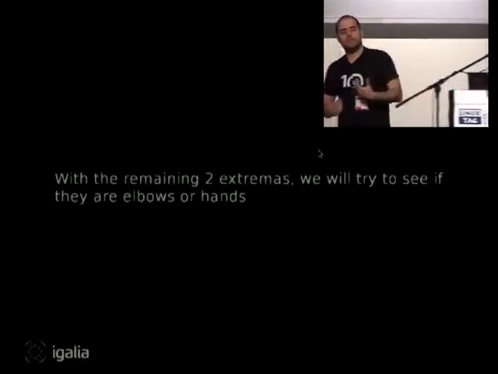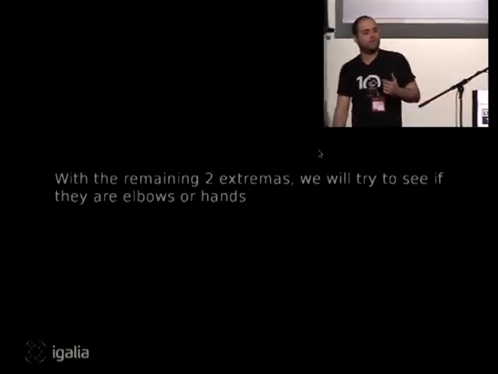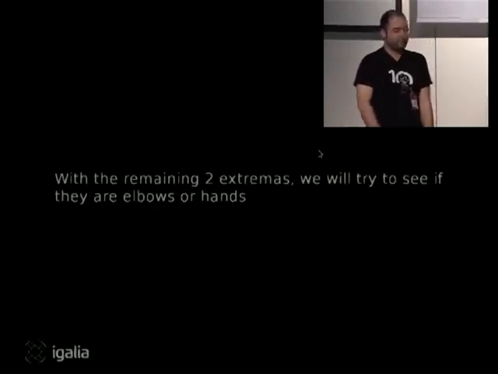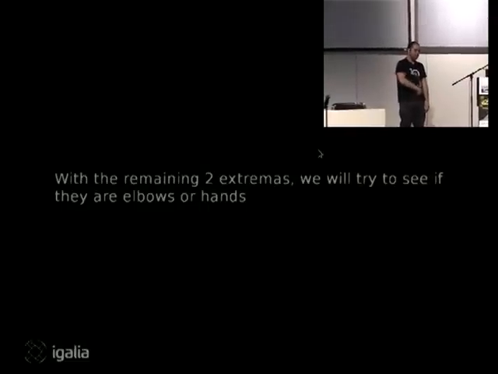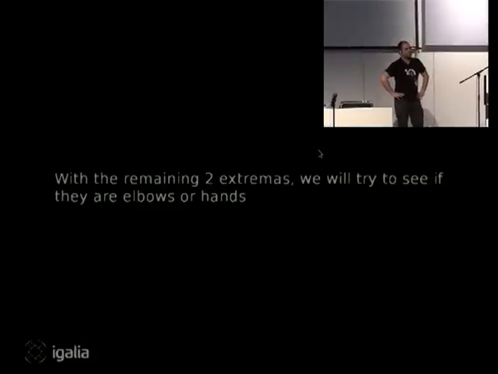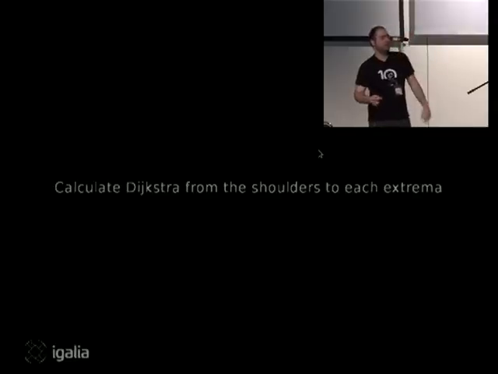So about the remaining 2 extremas, you also need to do some work, because they might be hands or they might be elbows. Why is that? Because sometimes you are like this, and of course, if you are calculating from your starting point here, it will not give you the hand. It will give you something farther away. But we saw that, for example, a usual case is that when you are like this, the furthest points are the elbows. So to see if they are hands or elbows, we calculate Dijkstra from the remaining extremas to the shoulder points.